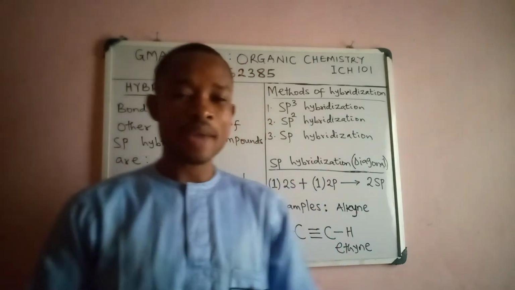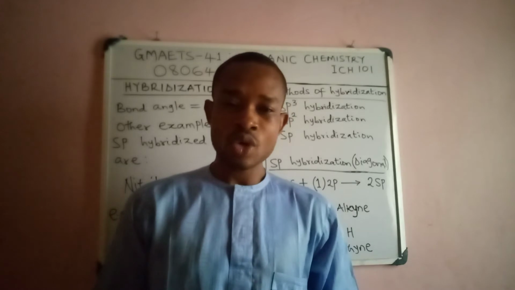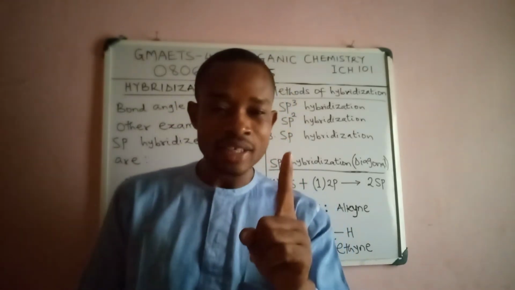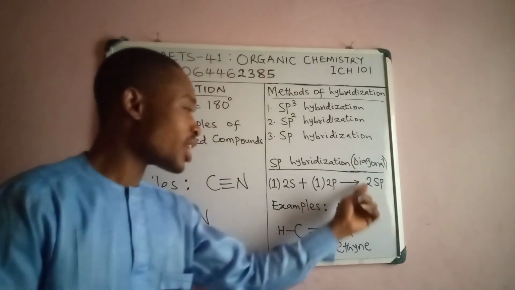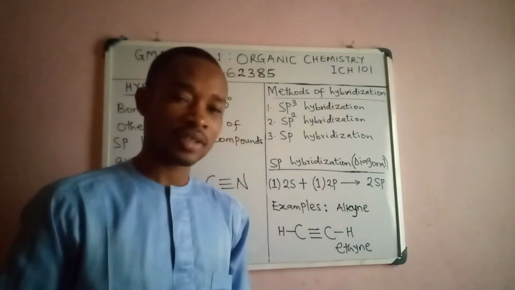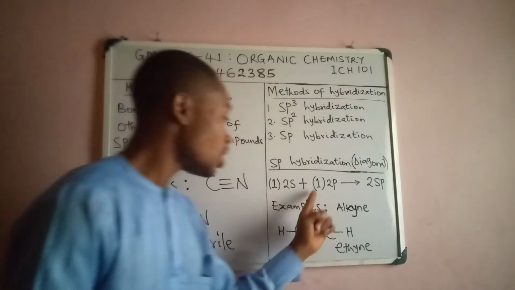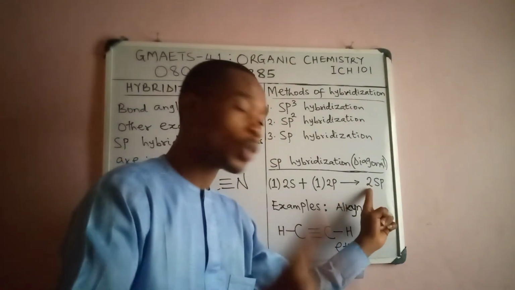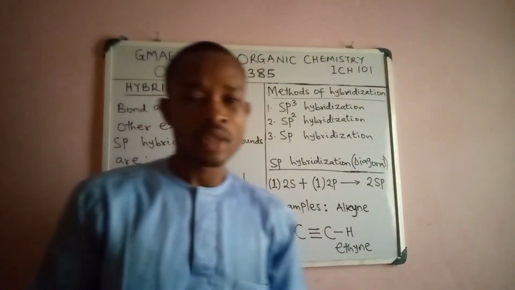To form the sp hybridization, one of the two s orbitals will hybridize or mix with one of the 2p orbitals, and that will give us an equivalent of 2sp orbitals. Once again, look at one of the 2s orbitals mixing with one of the 2p orbitals, giving us an equivalent of what? 2sp orbitals.